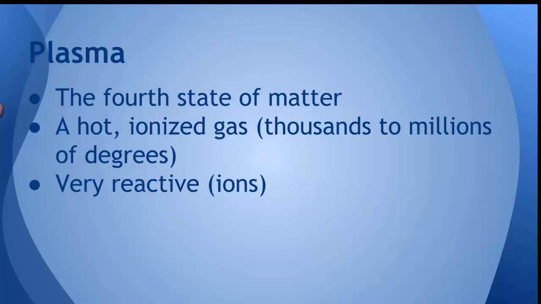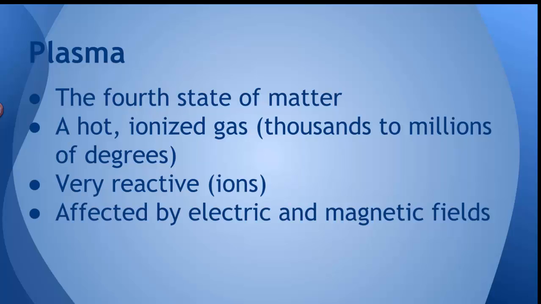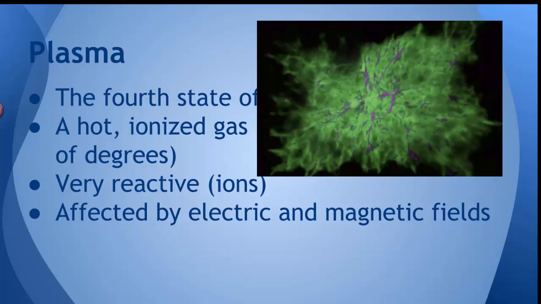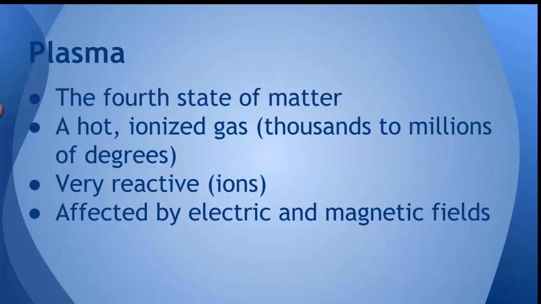They're very reactive because they're made of ions. Those ions are not electrically happy. They want to become stable again, so they'll look for things to combine with. And because they're charged, they're affected by electric and magnetic fields. And we see a lot of plasmas in space. The sun, for example, is a plasma. There's a lot of hot ionized hydrogen and helium gas going on there. And there's other stuff going on in the sun, but you can see the plasma there. A lot of the matter in the universe is plasma-based. And not only are they affected by electric and magnetic fields, but they also create these electric and magnetic fields.